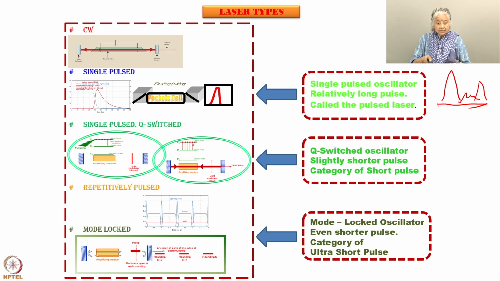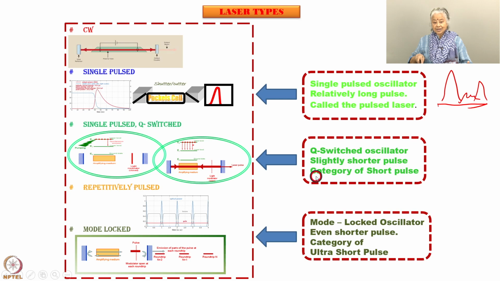The next thing I spoke about is the single pulsed Q switched laser. Q switch is the method where you get a giant pulse at the output. This pulse is slightly shorter than the pulse from a single pulse system. This system is called a free running system, quite often it is mentioned that way. And a Q switched oscillator pulse will be a slightly shorter pulse than the one that you get here.